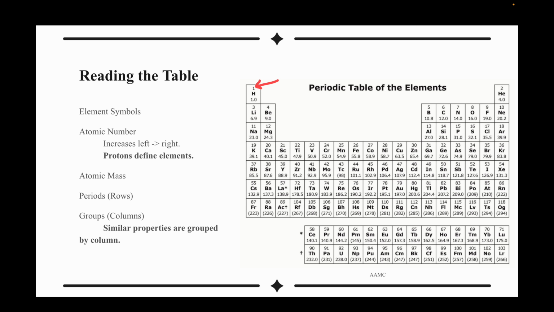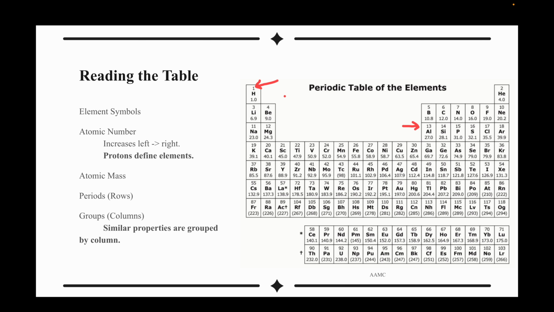The atomic number is the number of protons an element has, and this defines the element. For instance, if an element has 1 proton, it is always hydrogen. And if an element has 13 protons, it's always aluminum. Atomic number increases from left to right as we read the table.